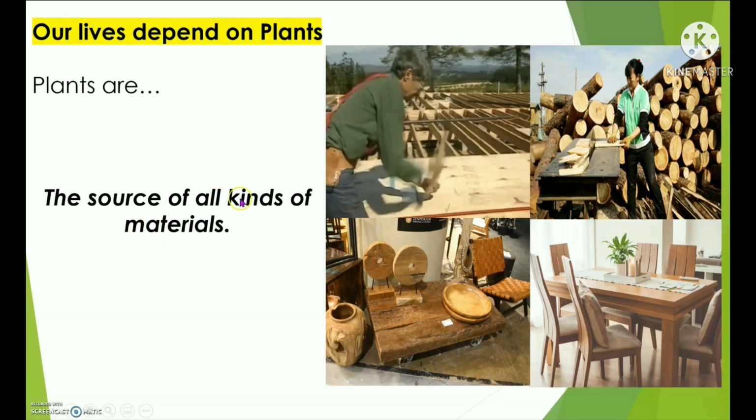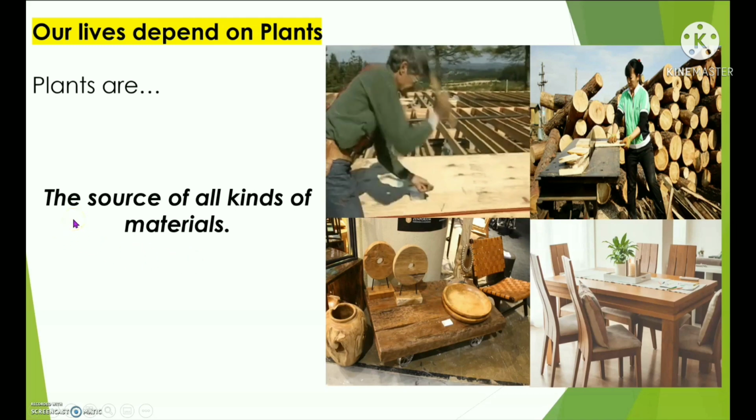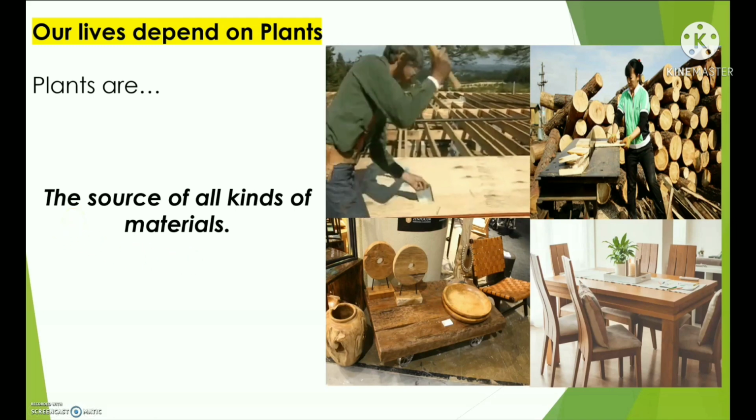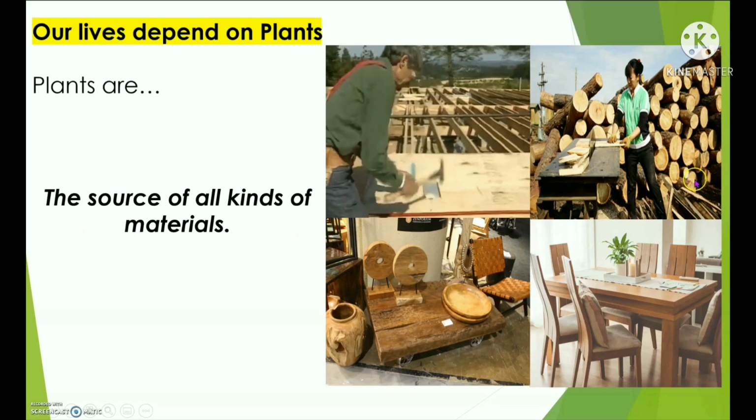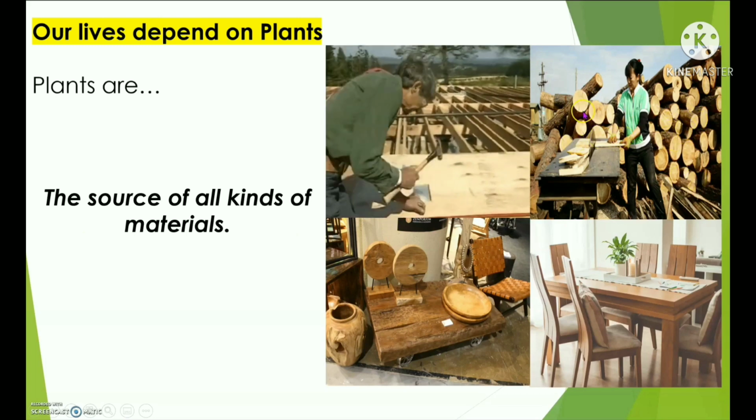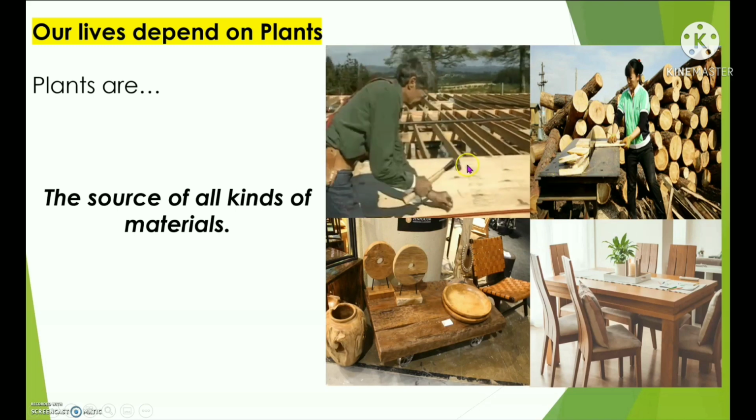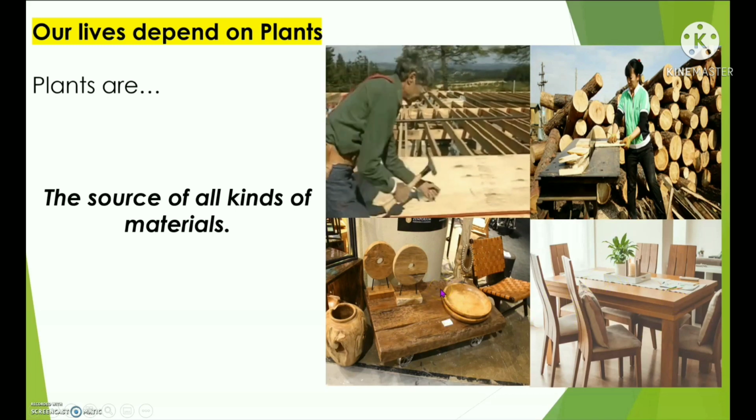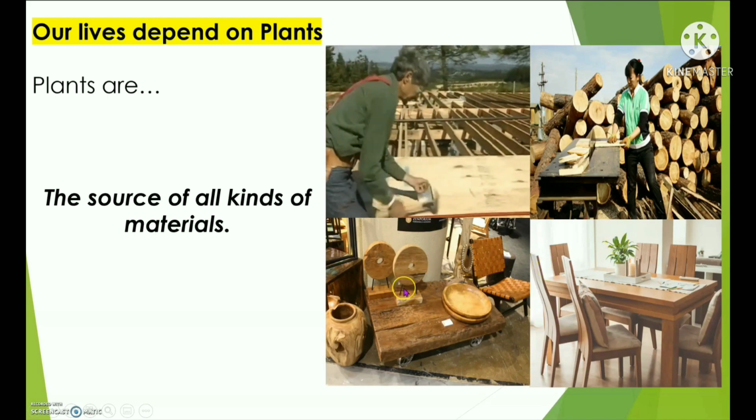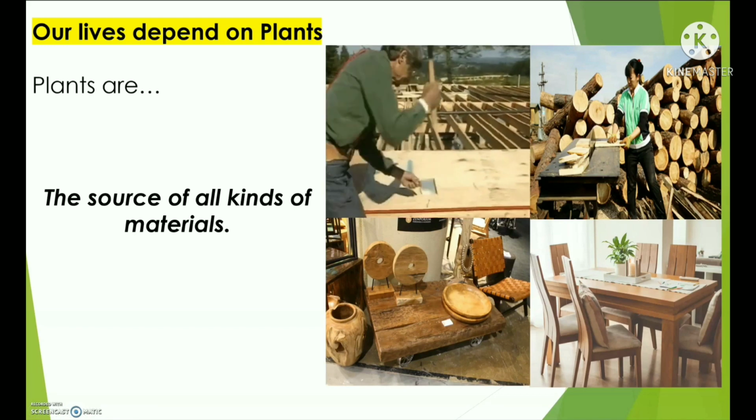Plants are the source of all kinds of materials. Everybody repeat after me. The source of all kinds of materials. Very good. So as we know, when we cut the trees, they are made into things like houses or other furniture for use. So they became materials for us humans. That's why they are very important for us.